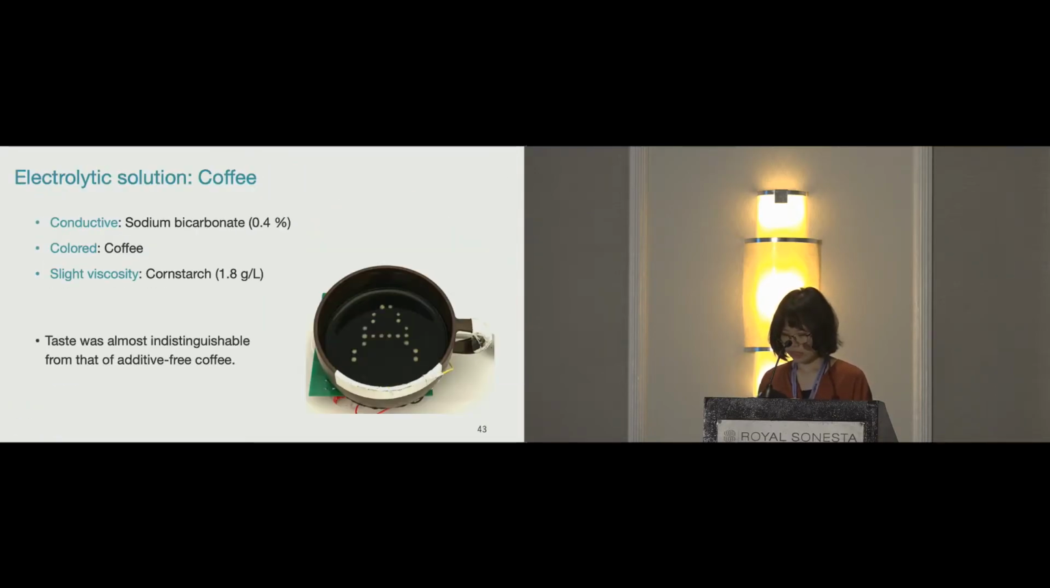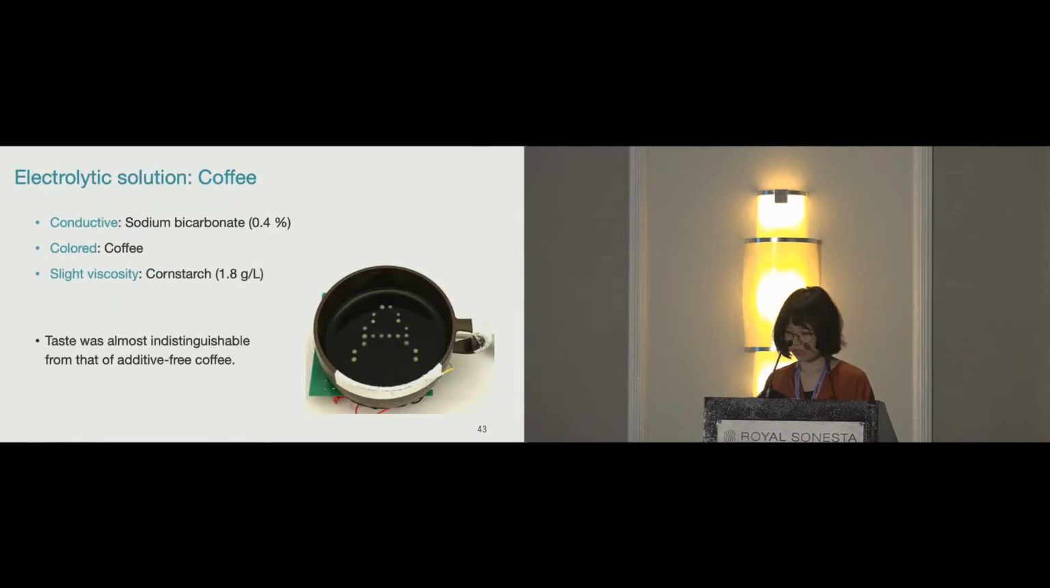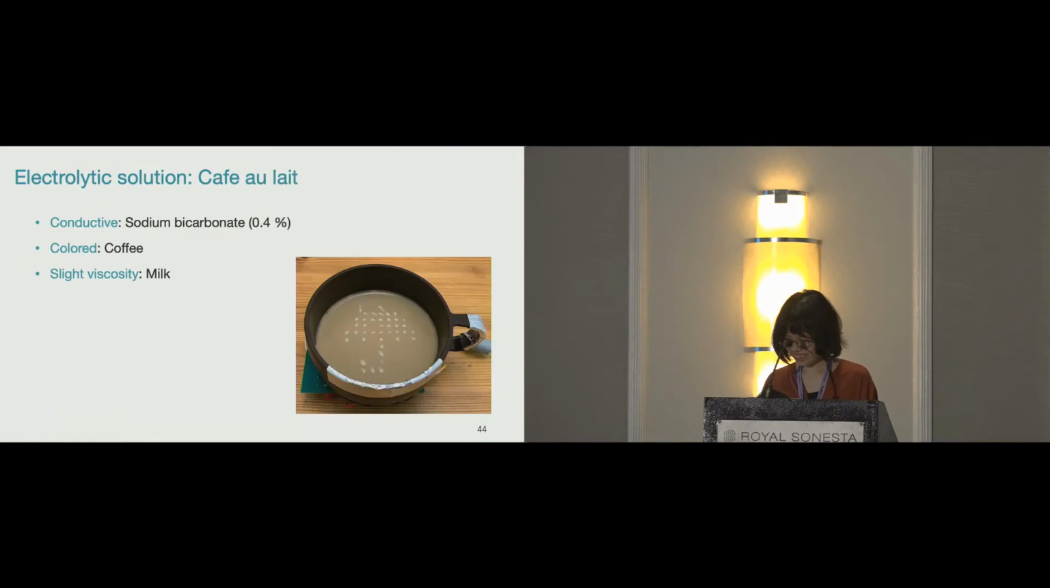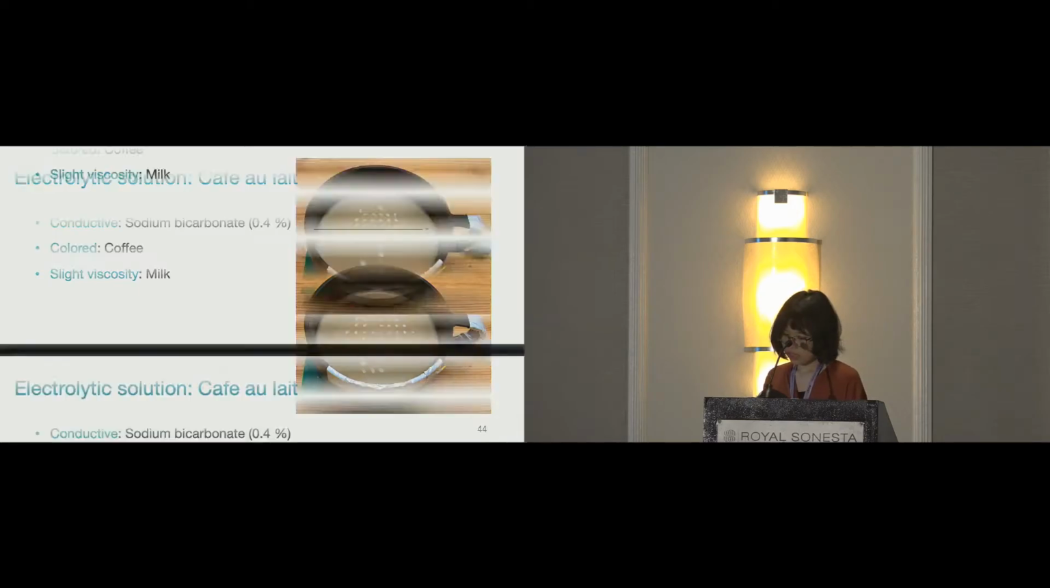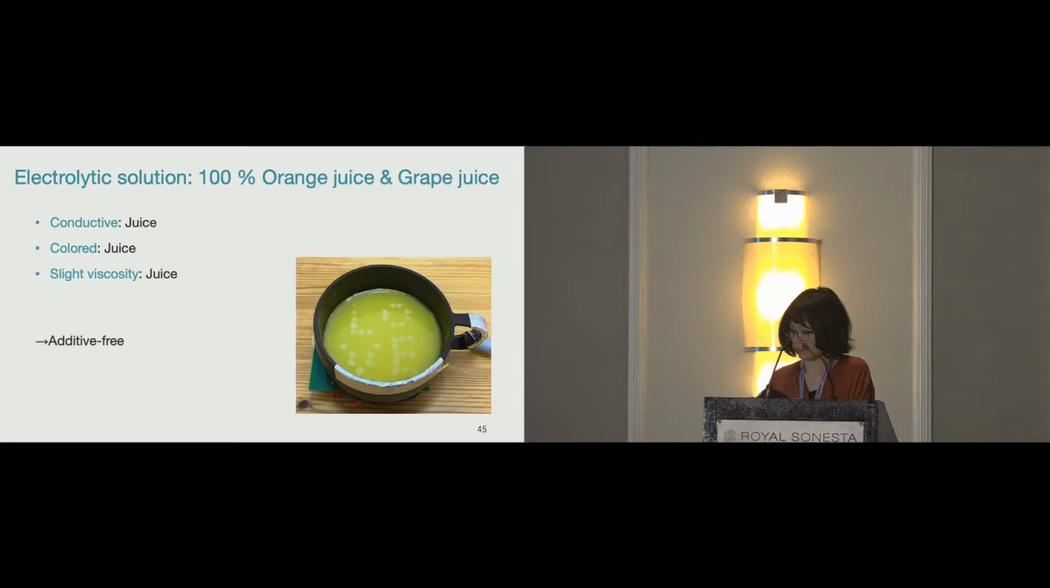I'll explain about the recipe of each solution shown at the beginning. This coffee contains a small amount of sodium bicarbonate and cornstarch. I drank this coffee and felt the taste was almost indistinguishable from that of ordinary coffee. This is the example of bubble display using cafe au lait. We add milk into the previous coffee instead of adding cornstarch. Under this condition, a clear display with bubble clusters was obtained.